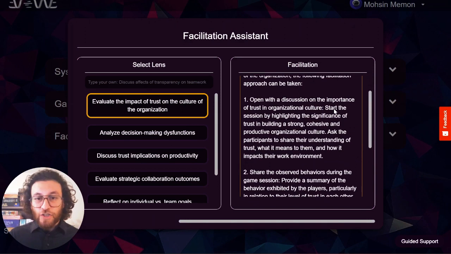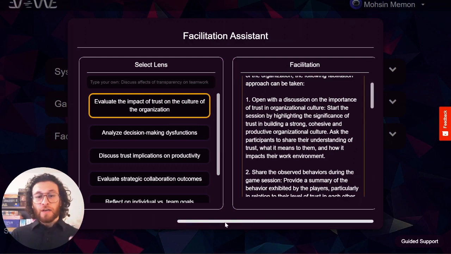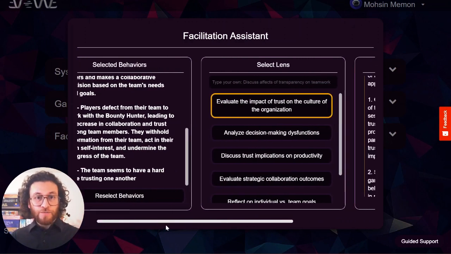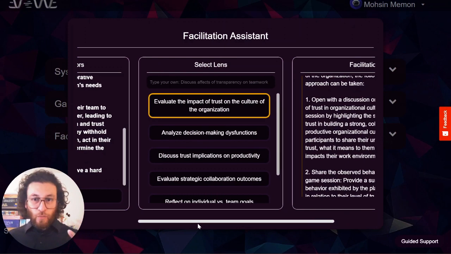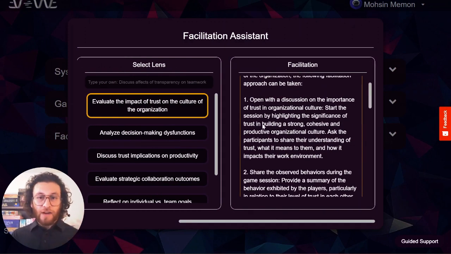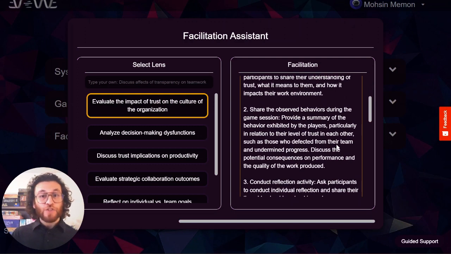And boom, it's going to give you a step-by-step guided process of how to facilitate a game, Evivve specifically, in the context of these behaviors that you chose first, and then this lens that you're wearing, and it's breaking it down by starting to tell you how to do the entire thing. It starts with opening a discussion on the importance of trust in an organizational culture, and then moves into sharing the observed behaviors during the game session.